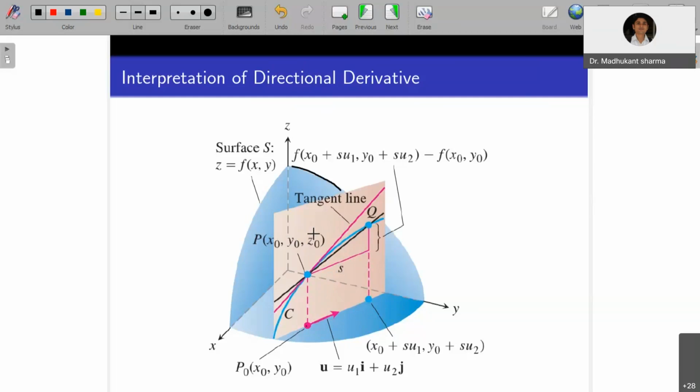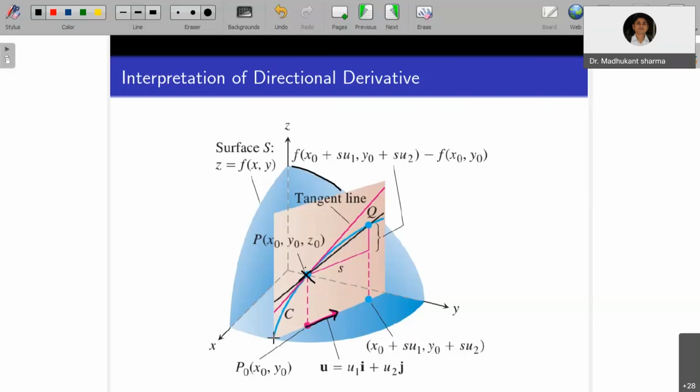Then at x naught, y naught, you are locating the point on the curve, and at that point you are finding the tangent that will lead to the value of dou f by dou x at x naught, y naught. But now here it is not a fixed direction, not in the x direction, not in the y direction. So you have a direction u passing through the point x naught, y naught.